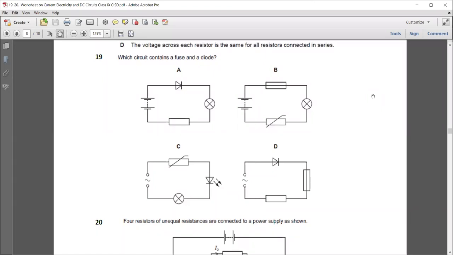Sir, what is a diode? The triangle symbol is the diode. You do not need to know it in detail now; in class 10, we will explain. We are now knowing the symbols only. A diode is a component, or we can say one appliance, that makes the current flow in one direction.